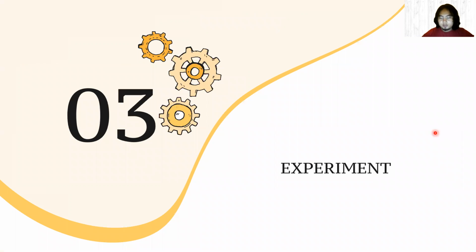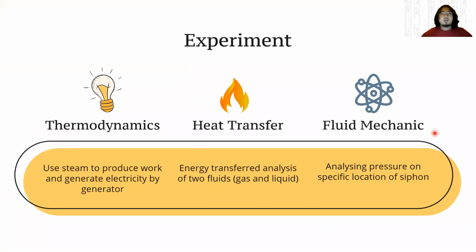And the next is about the experiment itself. As I said previously, this experiment is about thermodynamics, heat transfer, and fluid mechanics. For the thermodynamics, we'll use steam to produce work by generating electricity with a generator. And about the heat transfer, we will do heat transfer analysis of two fluids. In this case, we will use gas and liquid. And then analyzing pressure at specific locations of the siphon, and this is for the fluid mechanics experiment.